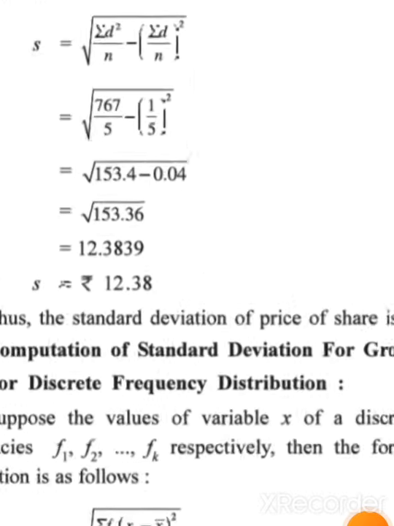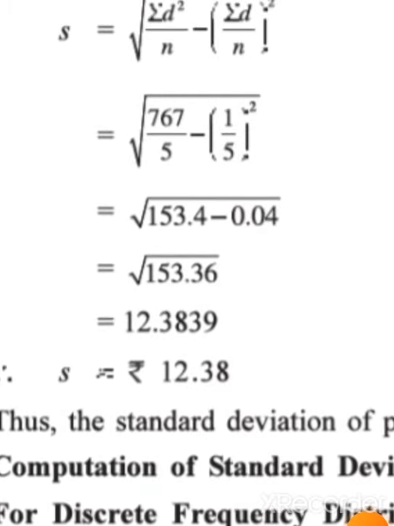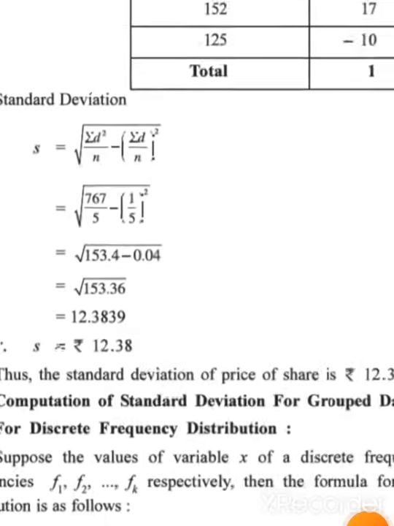So by the shortcut method, the formula to find out the standard deviation is: under root sigma di square upon n minus sigma di upon n whole square. I repeat, s is equal to under root sigma di square upon n minus sigma di upon n whole square. That is the formula for the standard deviation by shortcut method when only discrete values are given, or you can say when only the values of xi are given to us.